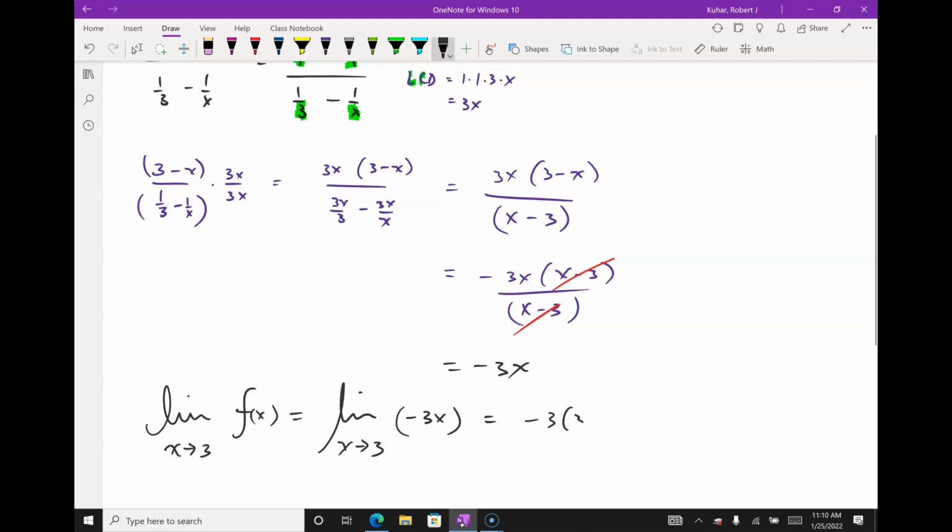Well, that I can plug into. So I get negative 3 times 3. Notice once I plug in, the limit notation's gone. You see that? Once I'm plugging in, I'm not doing a limit anymore. I know what height I'm at. Negative 9.